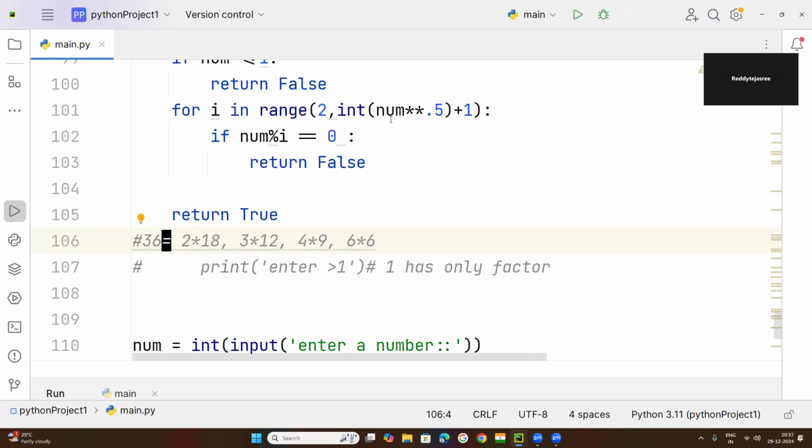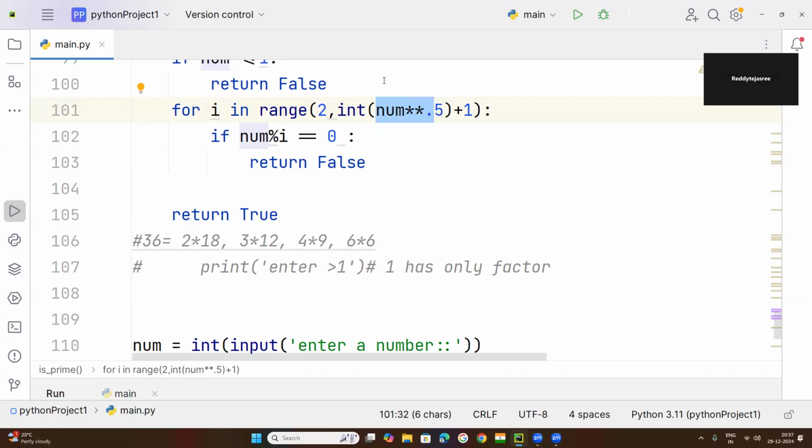Tejasvi, this is the square root of a number. What is the definition of prime number? Tejasvi, what is the definition for prime number?